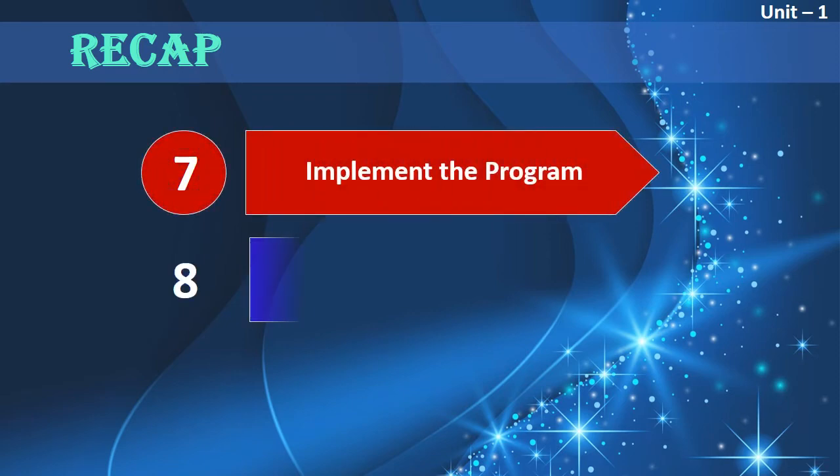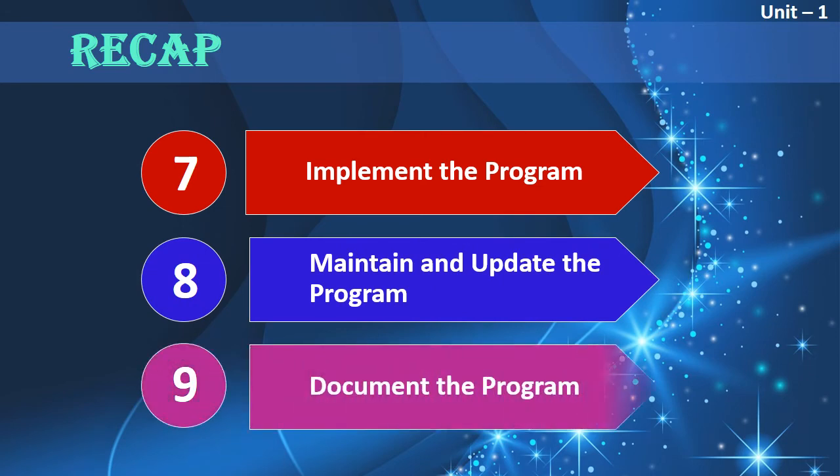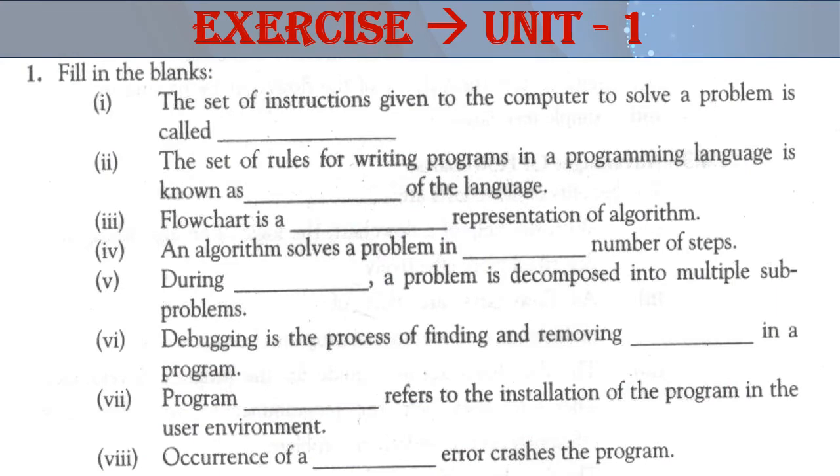Okay, the time for a quick recap. Today we have learned the last 3 steps of software development method. Number 7, implement the program. Number 8, maintain and update the program. And number 9, document the program. Let's move on to the exercise of unit number 1.